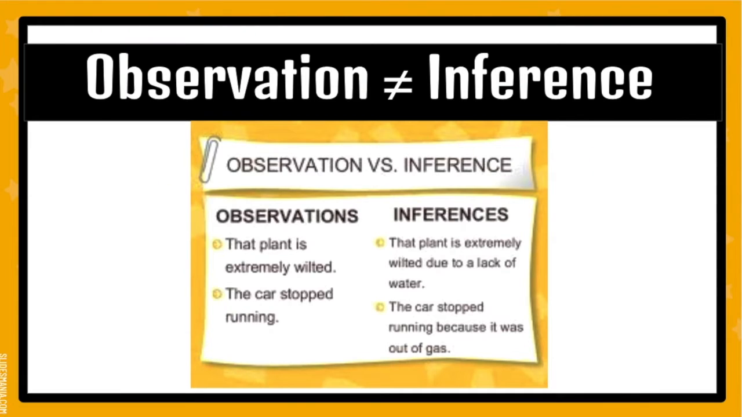Again, observation and inference are different. Observation is what you are seeing in this picture. It's a statement that you make using your 5 senses. Inference is a prediction that you are making based on your observation.